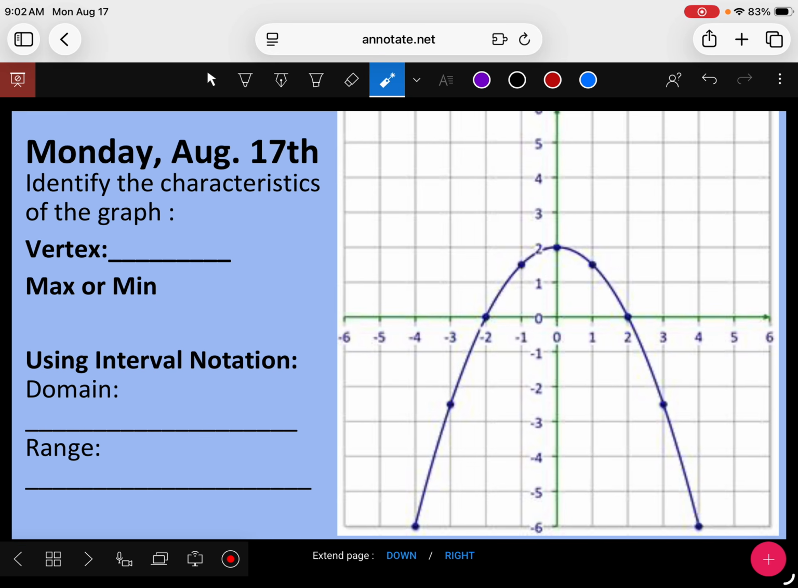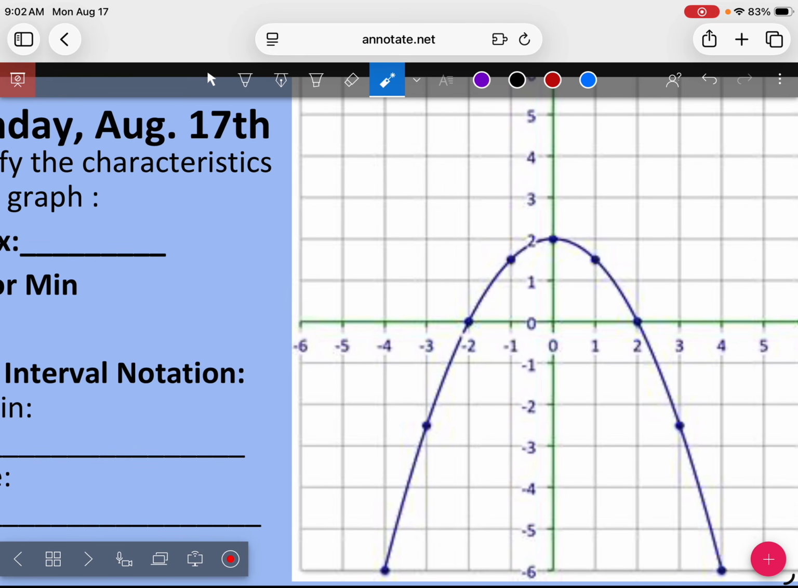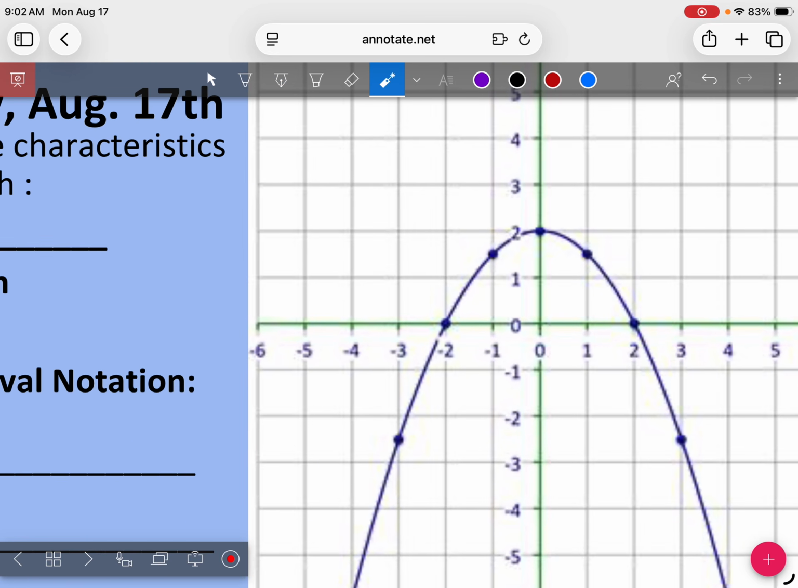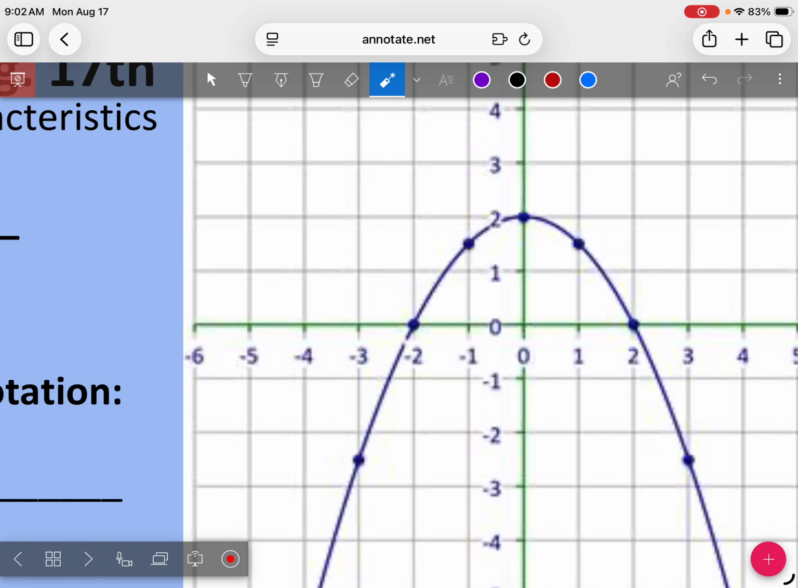And I'll zoom in as much as I can without taking off the words. But you all should know what that says. Vertex, max, min, domain, range. So see if you can look at that. This is the highest point. That would be the vertex. So that's written as an ordered pair.